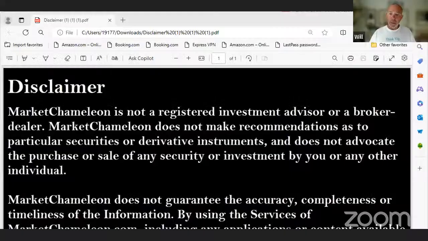All right, one last look at the disclaimer, and we're going to look at the SPY straddle, correct? Yep. All right, perfect. So got that. You need me to share my screen again.